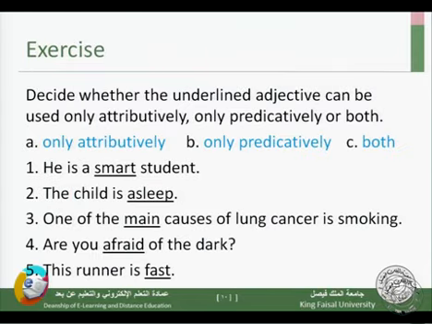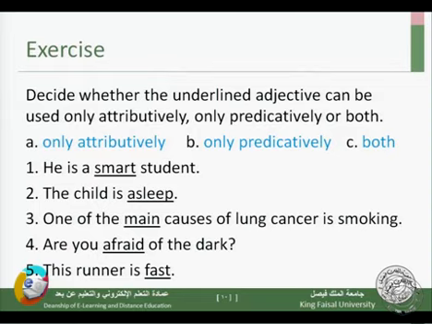Now let's look at this exercise. Decide whether the underlined adjective can be used only attributively, only predicatively, or both. So if it can only be used attributively, you choose A. If it can only be used predicatively, you choose B. If it is possible to use it both in the attributive and predicative position, we choose C.